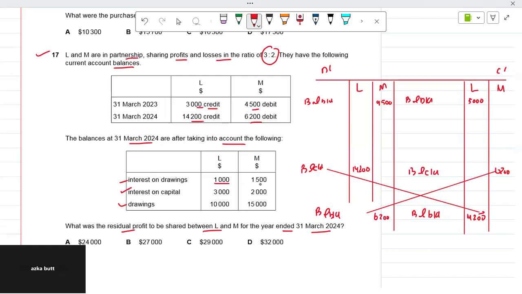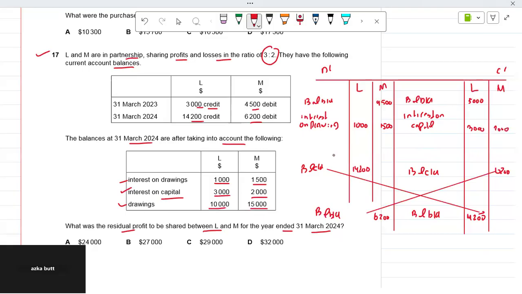Interest on drawing is 1,100 for M and L. So we'll record the interest on drawing on the debit side. Interest on capital is 3,000 and 2,000. So we will record here the interest on capital, which is 3,000 plus 2,000.